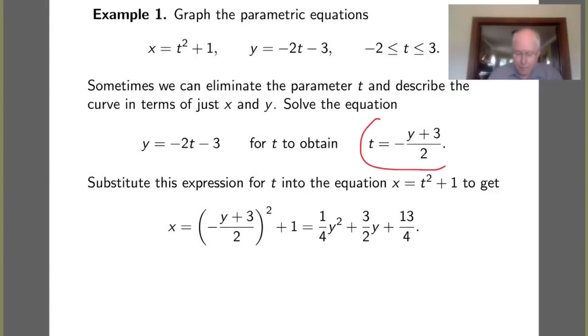And if we then take that t value and plug it into the x equation, in this case the other equation, we find that x is equal to minus y plus 3 over 2, all squared, plus 1, which simplifies to this form.